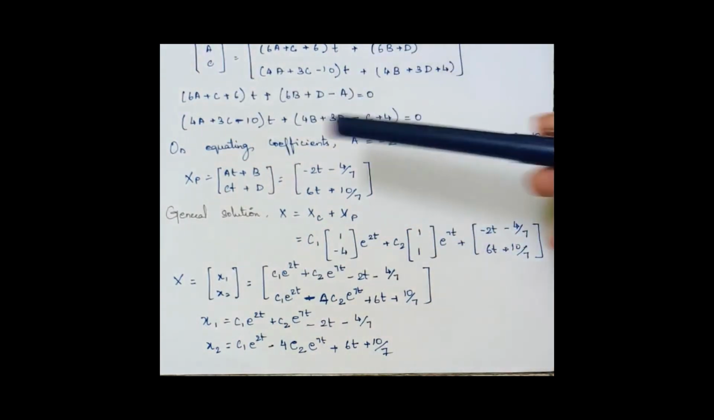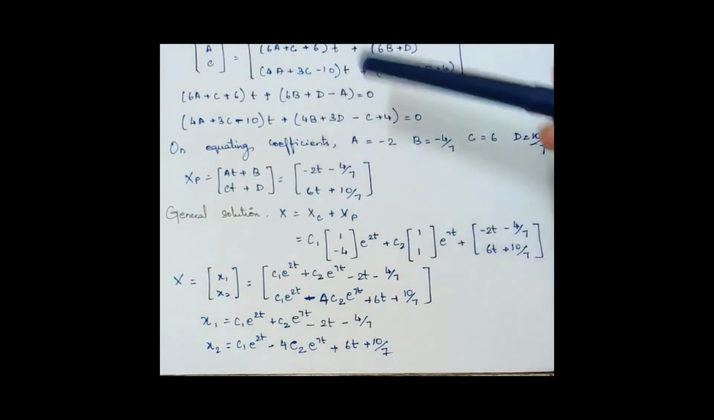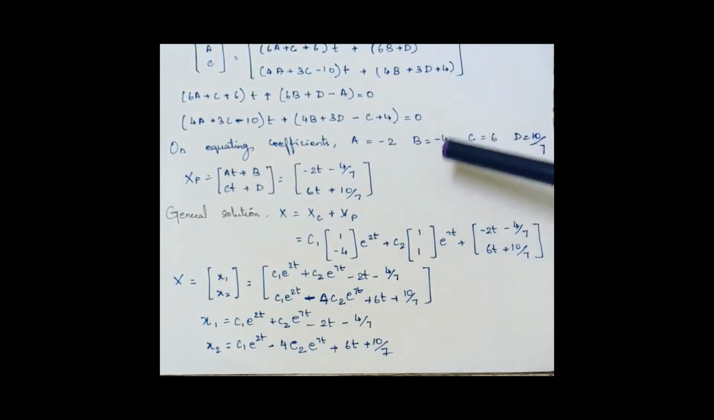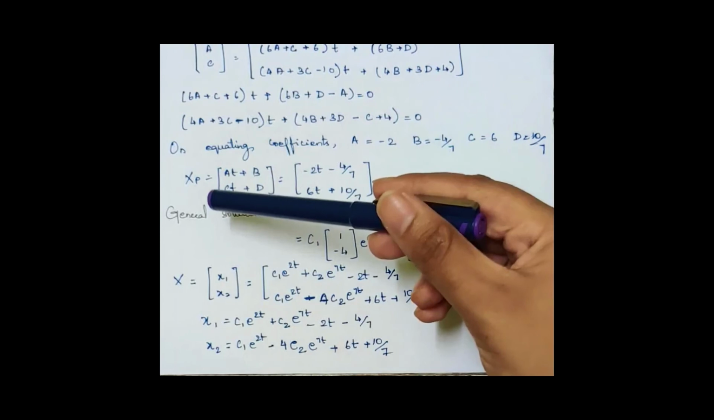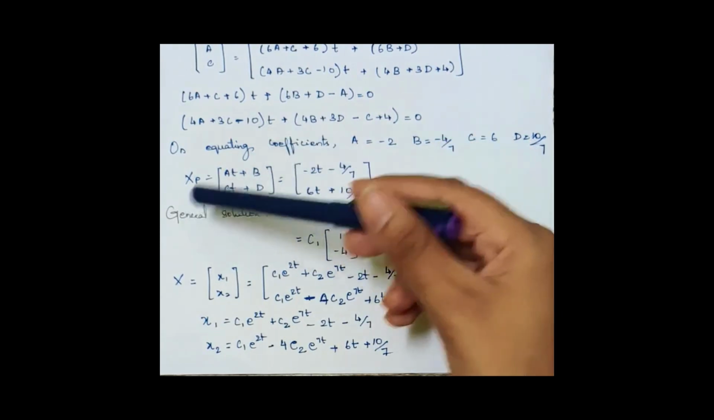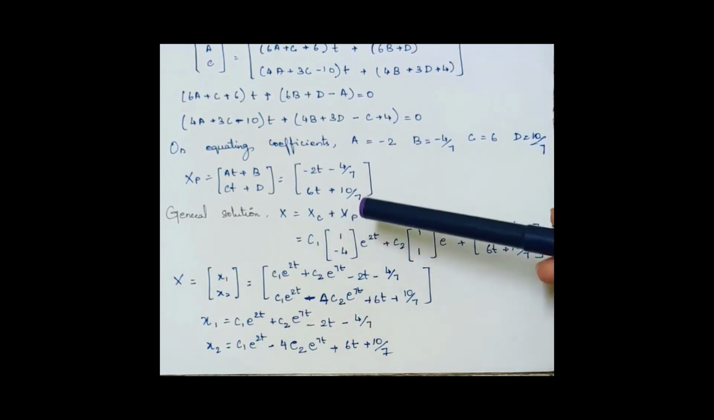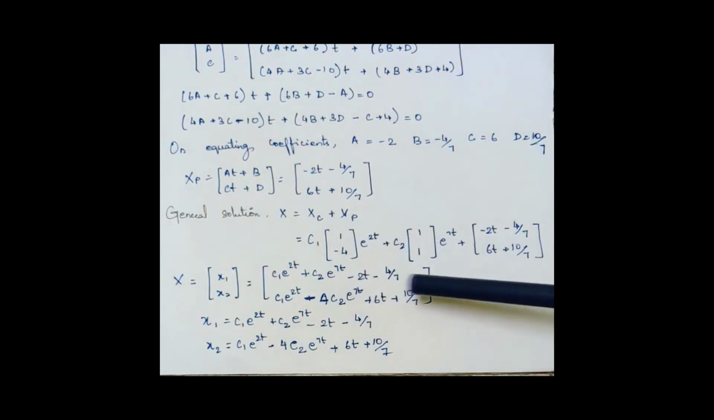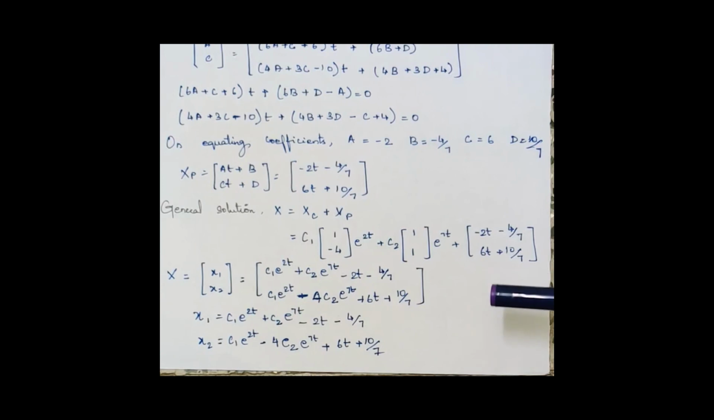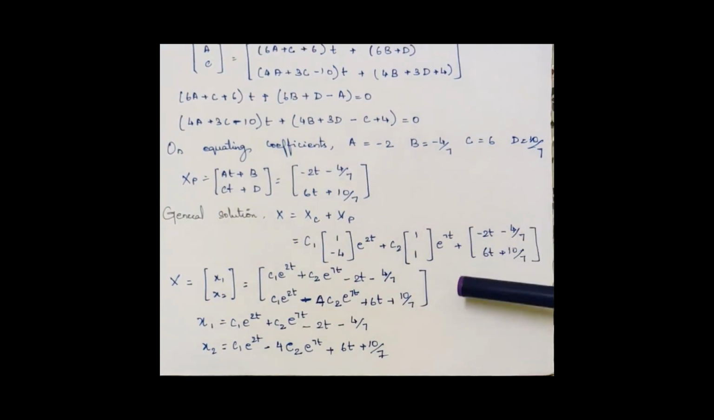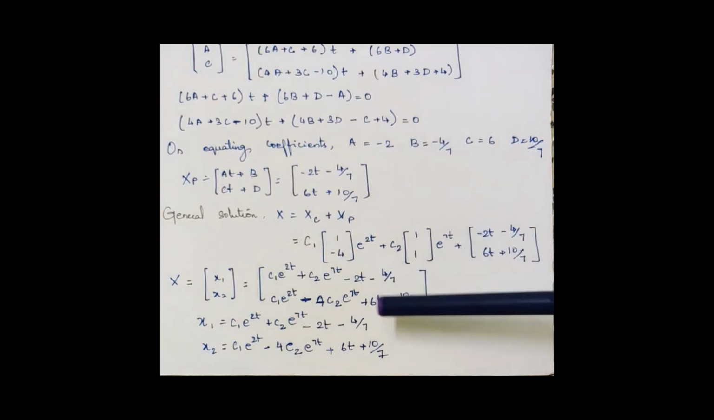When you solve the four equations, you get A is equal to minus 2, B is equal to minus 4 by 7, C is equal to 6 and D is equal to 10 by 7. On substituting all these here, you get this as the particular integral. Now the solution is given by the complementary function plus the particular integral. On adding all these, you get this format. Now you combine all these, and in the end you get these two as your equations.